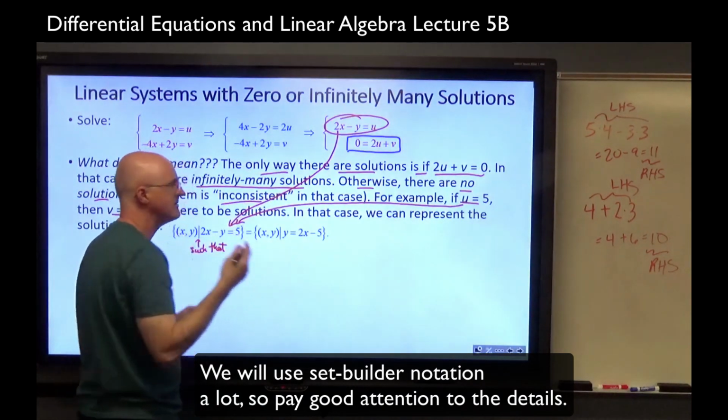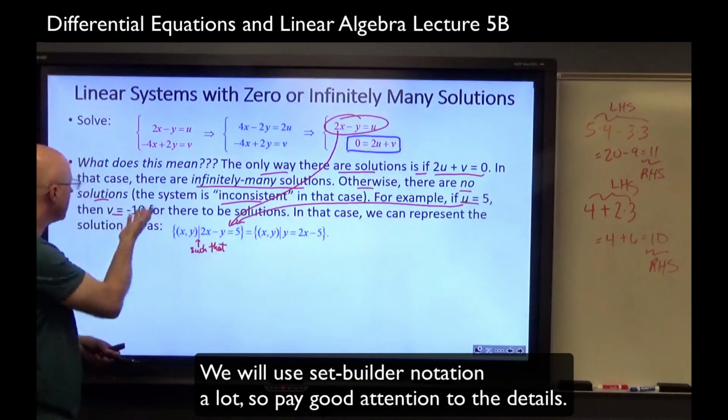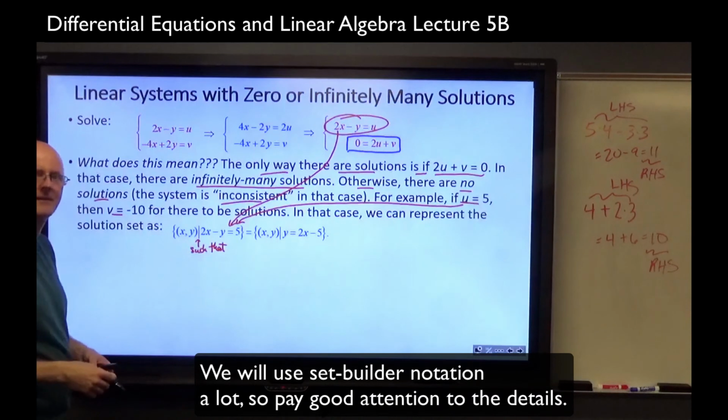Did I have to pick 5? No, I could have picked something different. I could have let u be 4 and v be negative 8. Or u be negative 4 and v be positive 8.